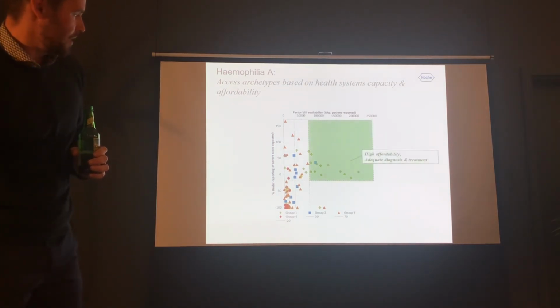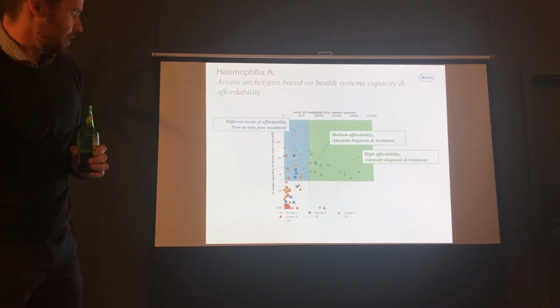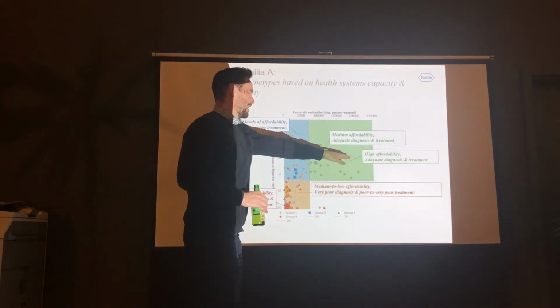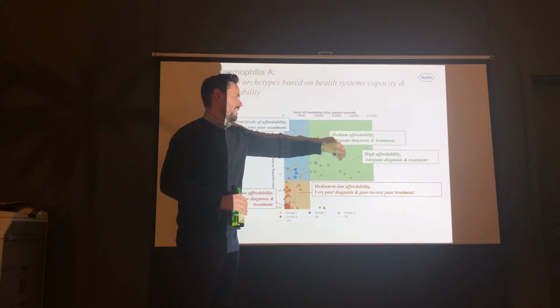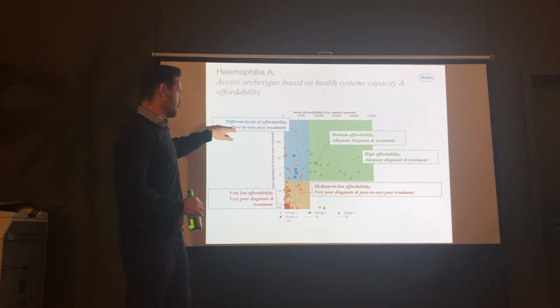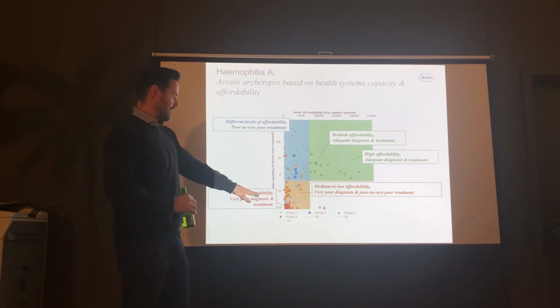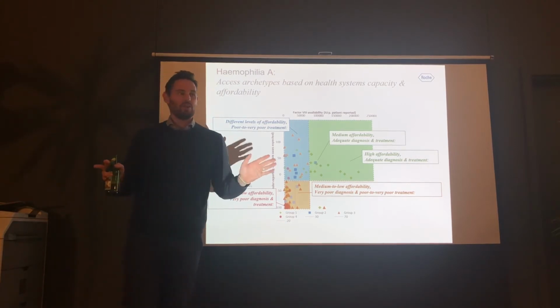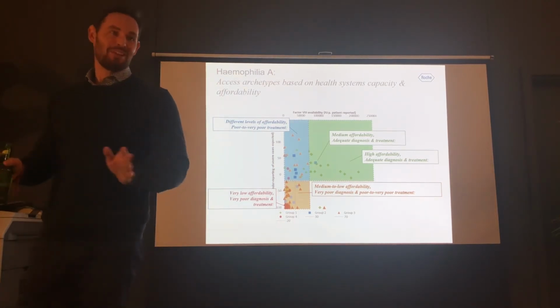So you can see, broadly, these larger archetypes: high affordability with adequate diagnosis, medium affordability with adequate diagnosis, different levels of affordability, CMS here, poor to very poor treatment, and so on. So we talked about that. Maybe, I don't know, you can think of a better way to visualize.